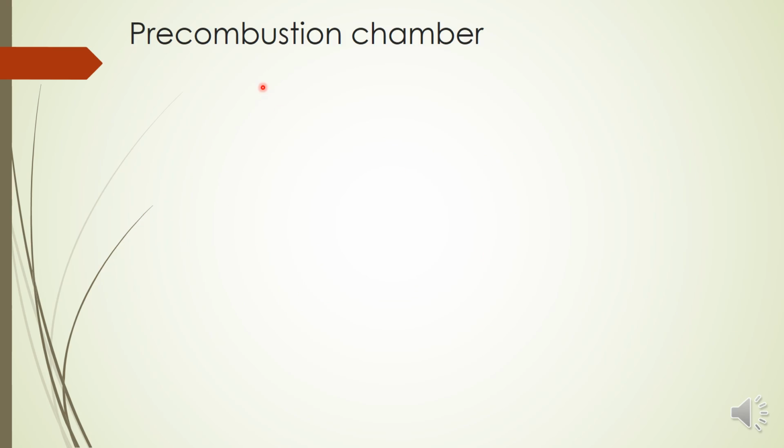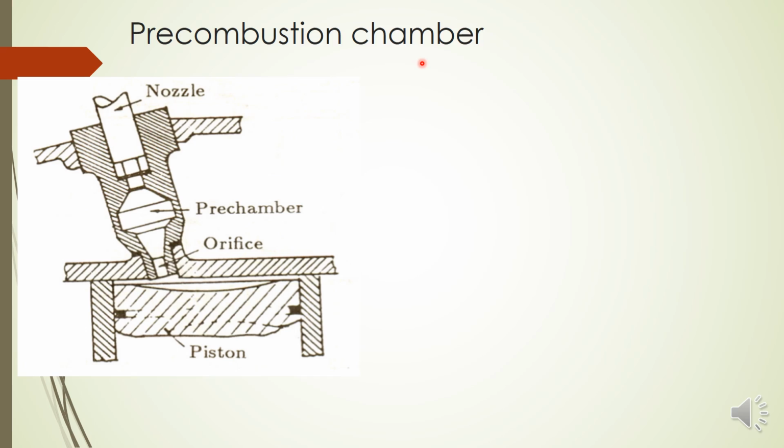Now we are going to the second type of divided type combustion chamber, or second type of indirect type combustion chamber, that is the pre-combustion chamber. So this is a figure of the pre-combustion chamber. It is almost similar to the swirl type, but we have some difference here. The difference is we are using a pre-chamber. This is not a swirl chamber, not a spherical chamber, but we are using a pre-chamber here.